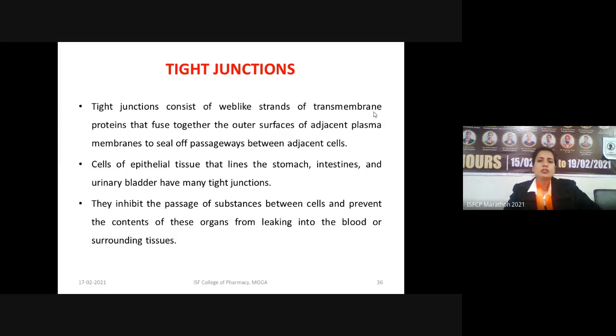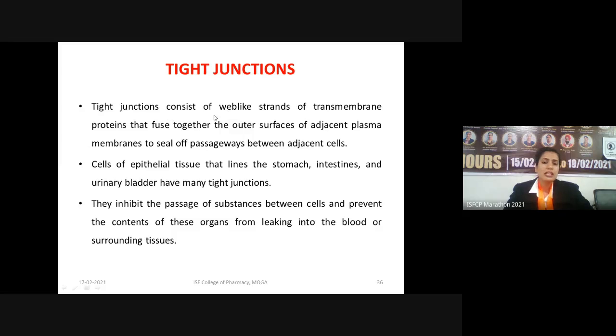Okay, so what does it look like? Tight junction consists of the web-like strands of the transmembrane proteins. Remember one thing: mainly the cell junctions are the extensions of the plasma membrane. The plasma membrane contains various protein molecules that extend from the plasma membrane. These extensions combine with the plasma membrane of other cells, and they make the cell junction.